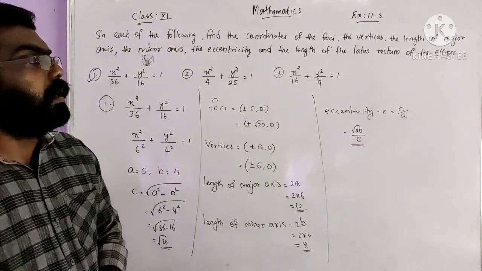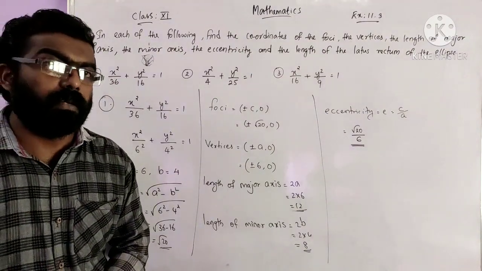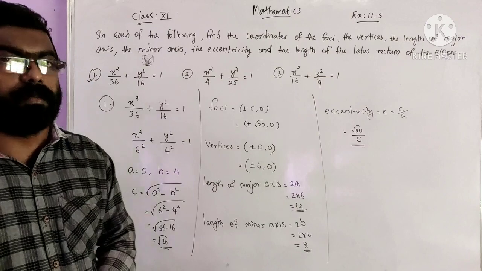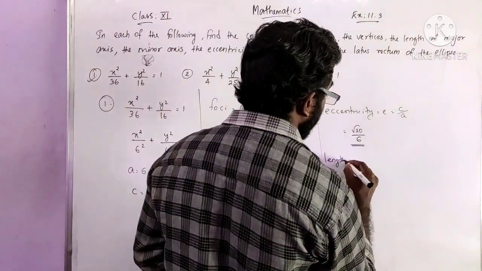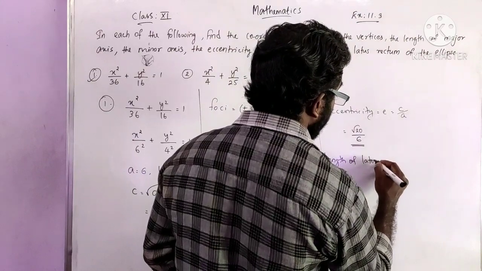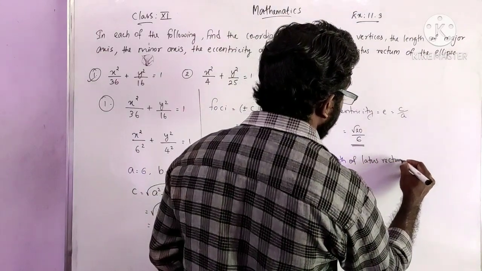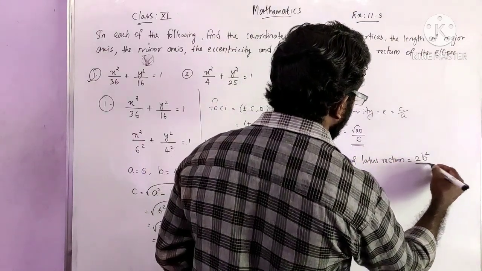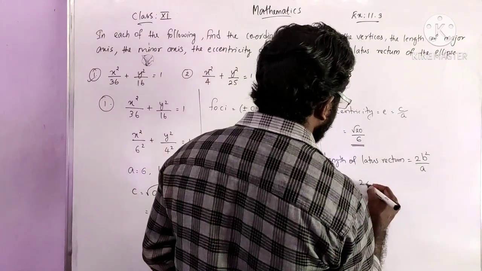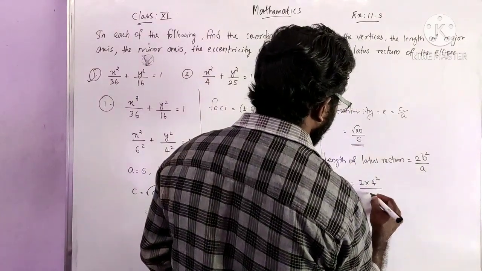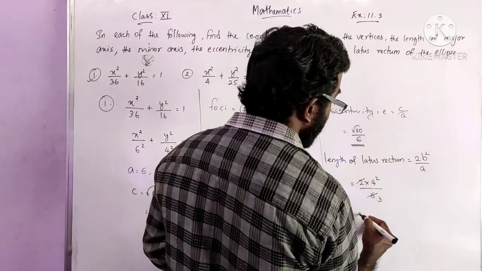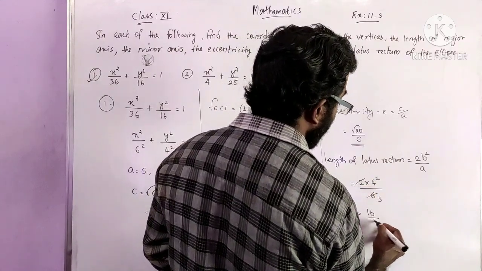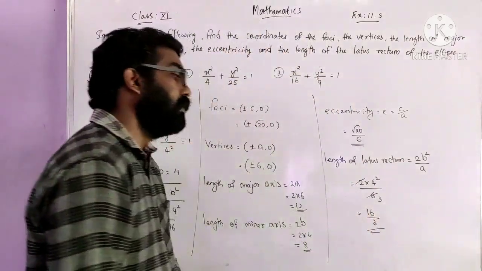And next is the length of latus rectum. The formula is 2b²/a. That is 2 into 4² divided by 6. We can cancel 2 and 6, we get 3. So 4² is 16, 16 divided by 3.